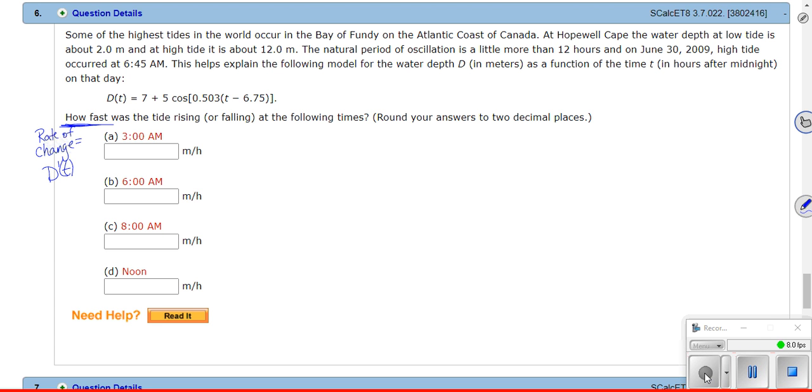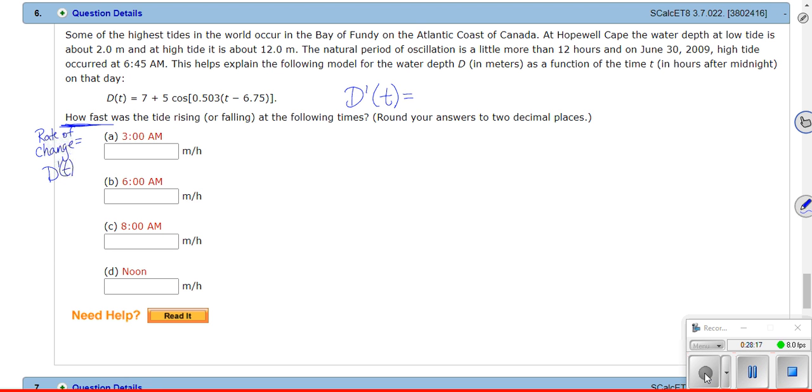How fast would be rate of change, which is the derivative. So first you want to find the derivative with respect to t. Find it first, and you're going to have to use the chain rule. So 5 times the cosine of whatever, the first step of the derivative in the chain rule would be -5 times the sine of whatever, and then you take the derivative of what's inside. And then you plug in. It says how fast was the tide rising or falling at the following times.